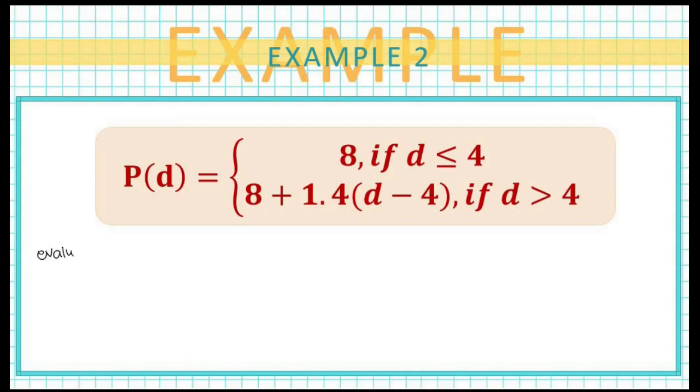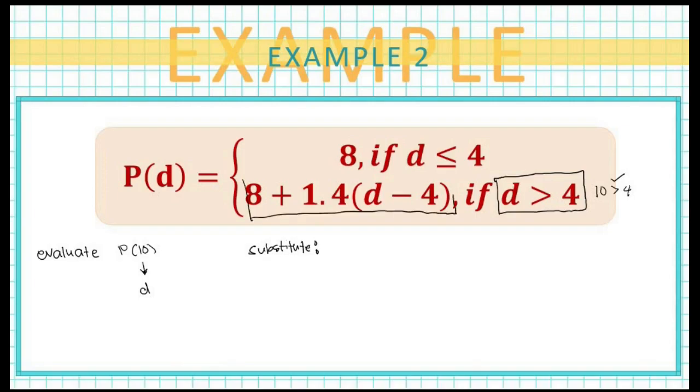We are tasked here to evaluate P of 10, where 10 here pertains to D. So again, we analyze the given domain and we know that D greater than 4 is the one that will satisfy the value of 10 given the inequality, because 10 is definitely greater than 4. The next step is to substitute, and where are we going to substitute 10? To the function on the given second row. So basically, we let D be equal to 10, given the second function 8 plus 1.4 quantity D minus 4.